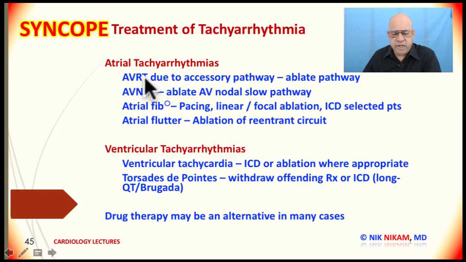If we have an AV re-entry tachycardia, they can be treated with ablation. If we have an AV nodal re-entry tachycardia, they also can be subjected to ablation of the slow pathway. Atrial fibrillation: these patients can be treated with focal ablation or by ICD placement along with a pacing device. Atrial flutter is one of the easiest to ablate and thus eliminate the flutter and prevent any syncope. Ventricular tachycardias are much more challenging.